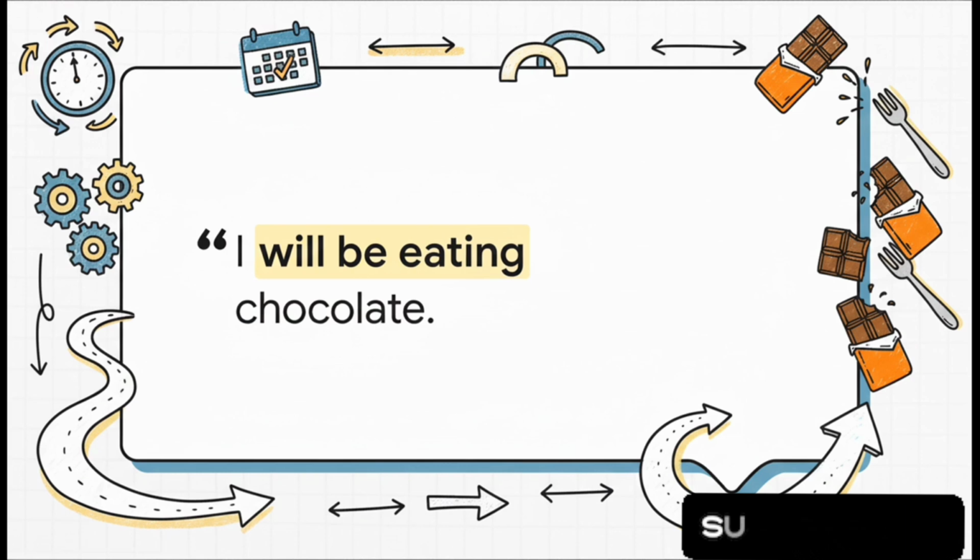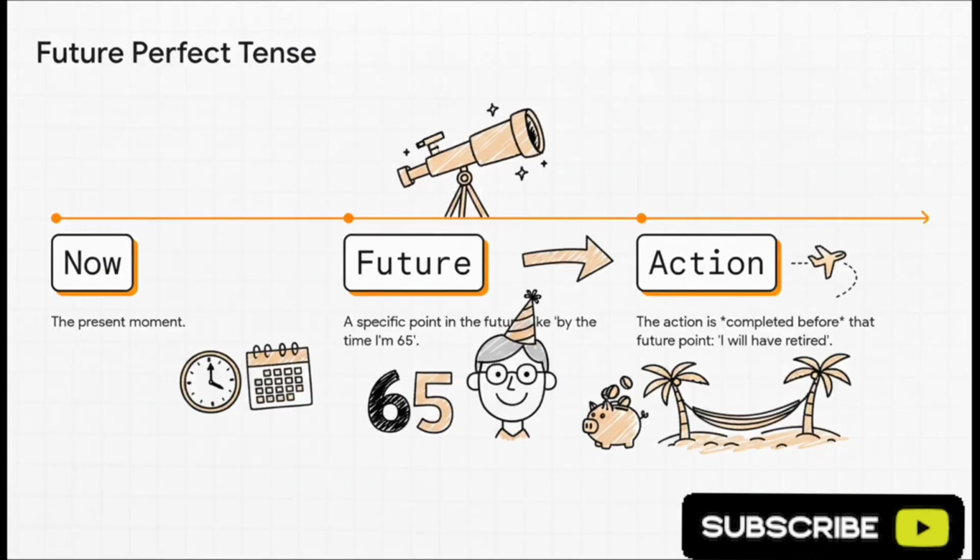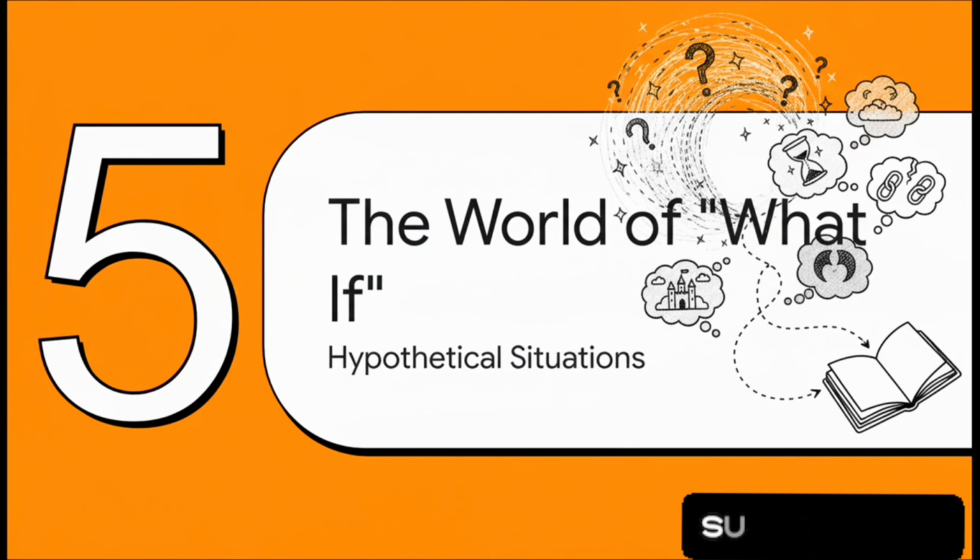It's that simple. The future perfect is another really powerful one. Think of it as a way to stand at some point in the future and look back at something that will be finished by then. Like, by the time I'm 65, I will have retired. From that future perspective of being 65, the action of retiring is already complete. Kind of cool, right?